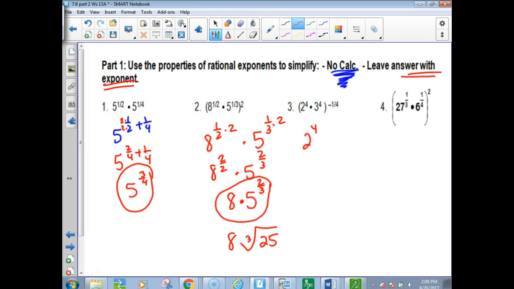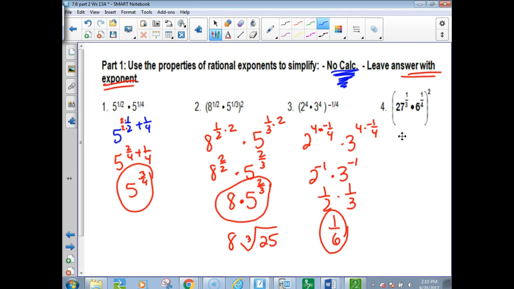Multiplying 2 to the 4 times negative 1/4 times 3 to the 4 times negative 1/4. If you know what the answers are before you show it like this, that's fine. 4 times the 4th would be 1. So this is negative 1. 2 to the negative 1 times 3 to the negative 1. And that's 1/2 times 1/3. So our answer would be 1/6. We would go ahead and finish that one out, because you don't want negative exponents in your answers, ever.